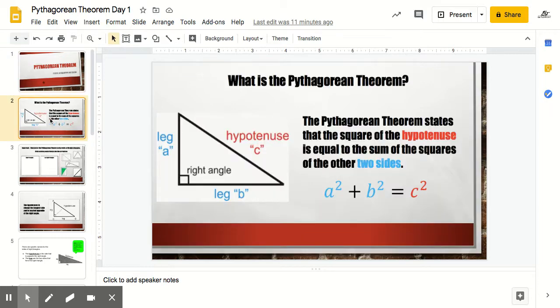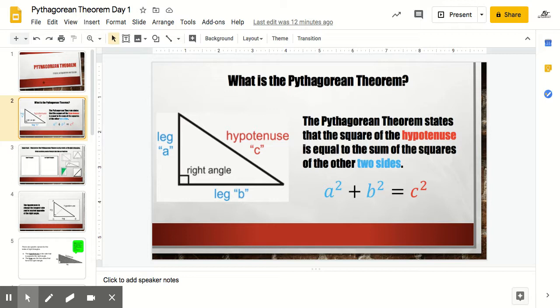Okay, so what is the Pythagorean Theorem? The Pythagorean Theorem is all about right triangles. And the Pythagorean Theorem states that the square of the hypotenuse is equal to the sum of the squares of the other two sides. Okay, so again, this only works with right triangles, and there are a lot of new vocabulary words in this unit.